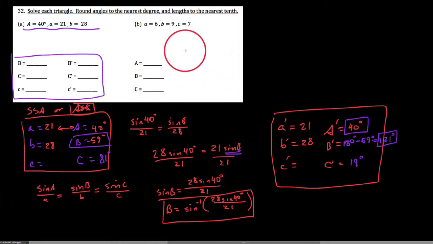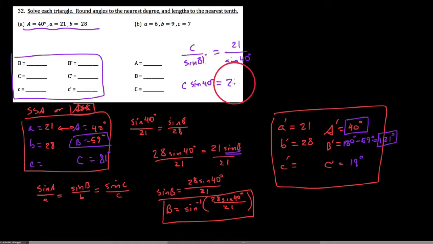I'm going to say c over the sine of 81 degrees in our first triangle would be equal to our side angle pair, 21, over the sine of 40, which was the angle opposite here. And so we're going to work backwards here. We would say c times the sine of 40 degrees would be equal to 21 times the sine of 81 degrees. And so c would be equal to 21 sine of 81 degrees over sine of 40.